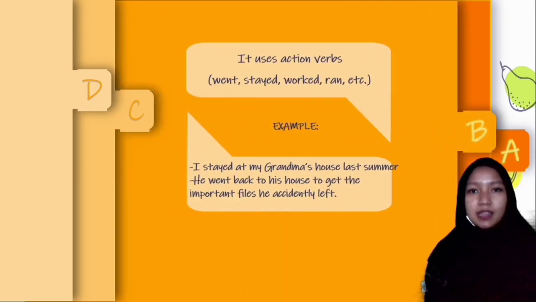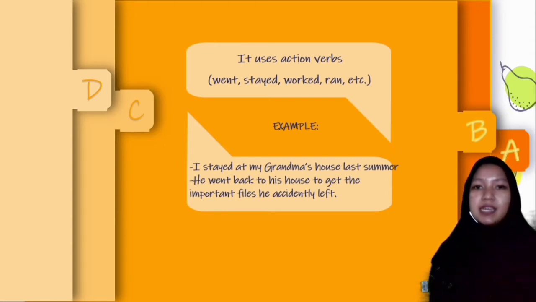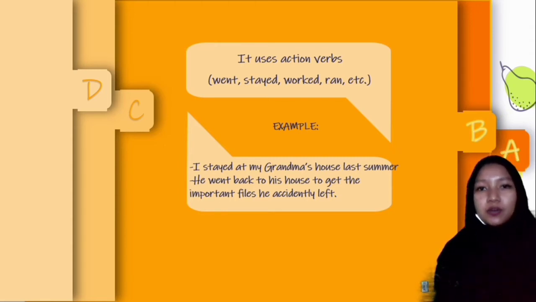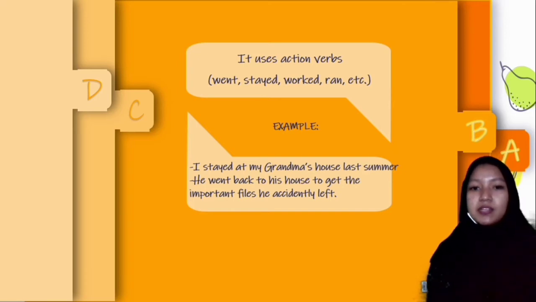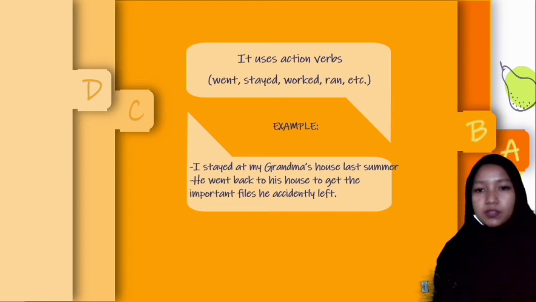The next language feature is that the text uses action verbs such as went, stayed, work, run, etc. For example, I stayed at my grandma's house last summer. He went back to his house to get the important files he accidentally left.